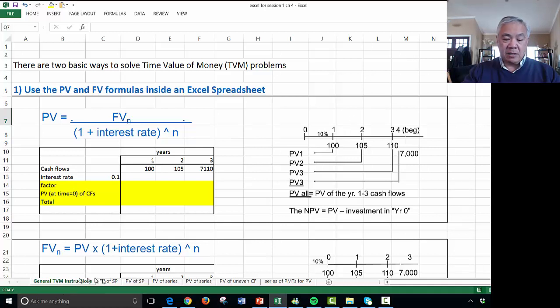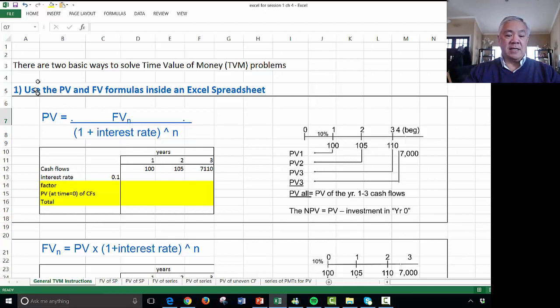You'll see the tabs along the bottom, and the tabs start with general TVM instructions, and that's what I'm going to do now. I'm going to go through a generic approach to most of the things that we will be doing using TVM. And then each of these subsequent tabs are going to be examples of different cash flow scenarios and business scenarios, and then we'll use these tools and see if we can do those calculations.